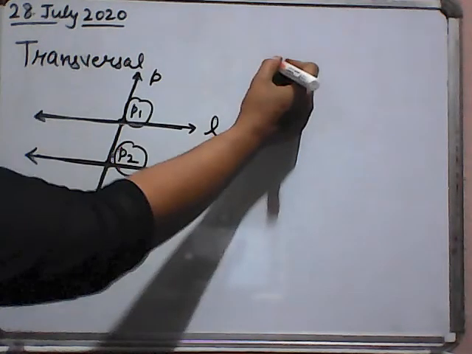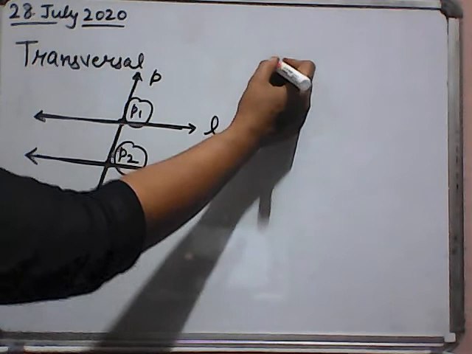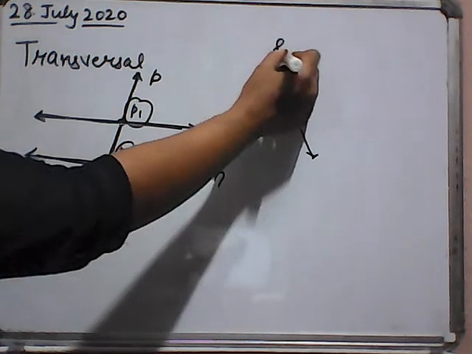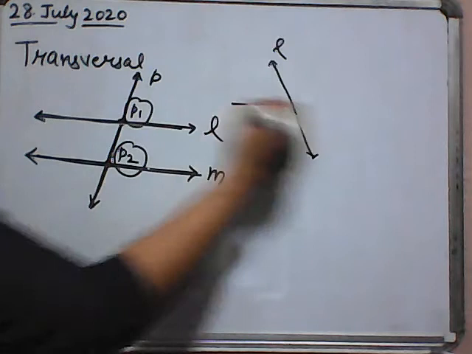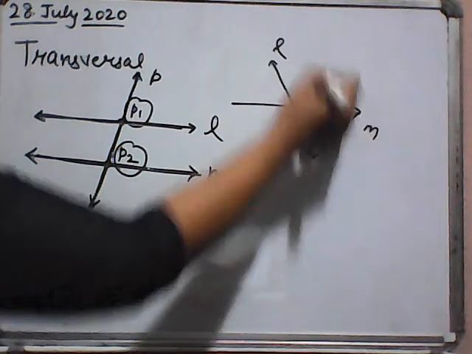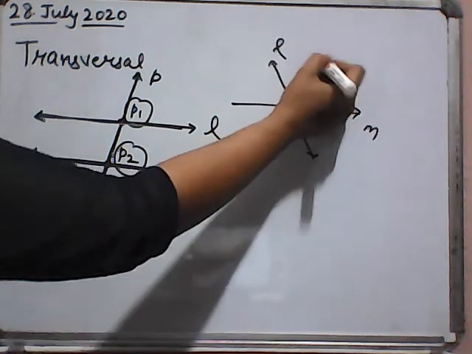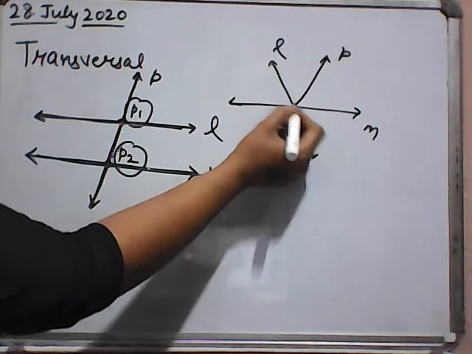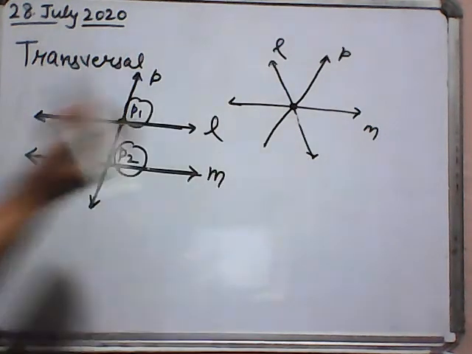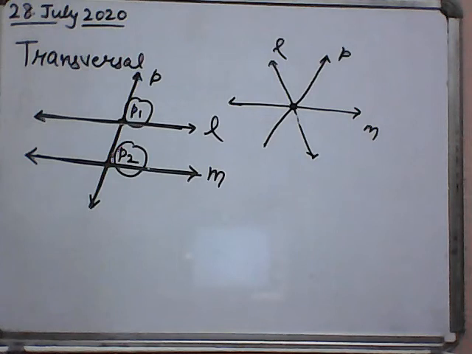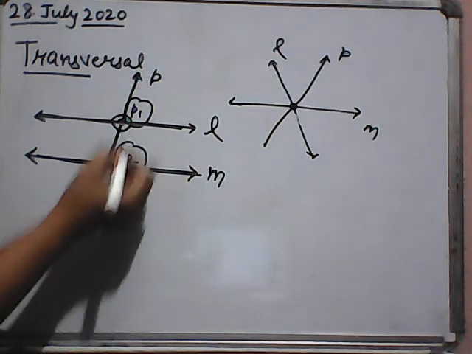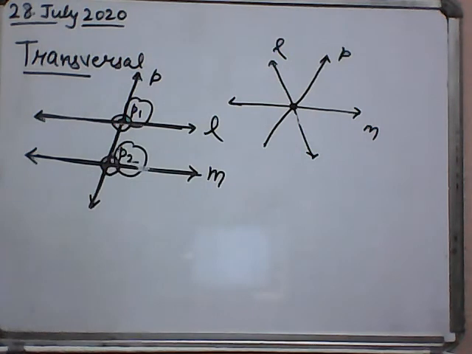Suppose these two lines are given to you, L and M, and this line is P, the transversal. This line intersects the L line and the M line at only one point, so this line is not a transversal. What is the condition of a transversal? It should intersect at distinct points.